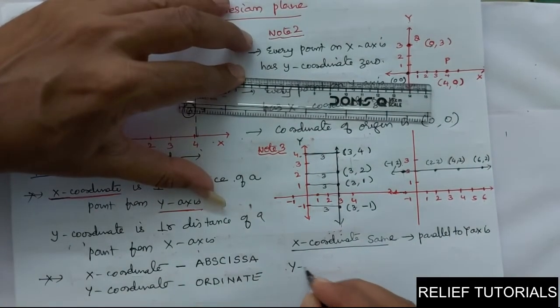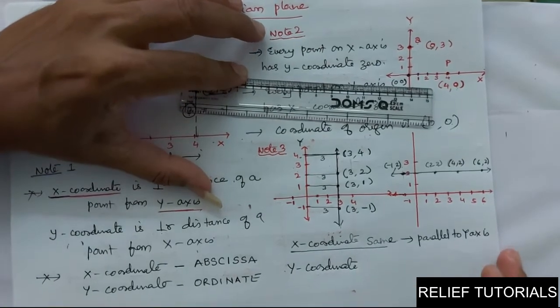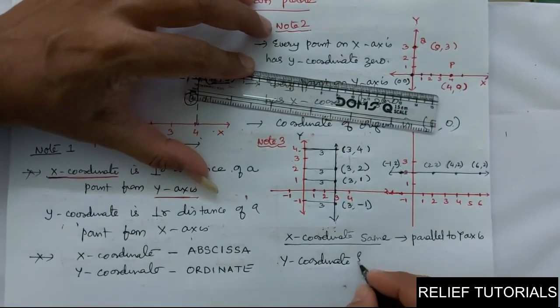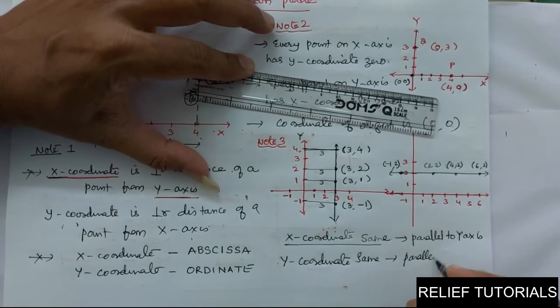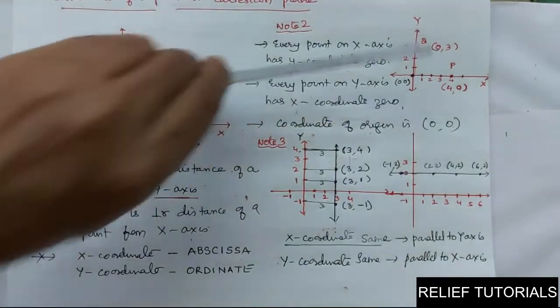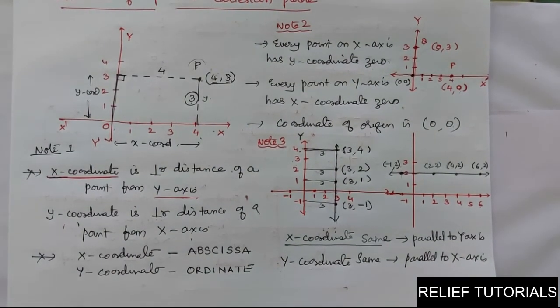So we can say that same y coordinate means parallel to the x-axis. Have you got it, friends? Any doubt in this?